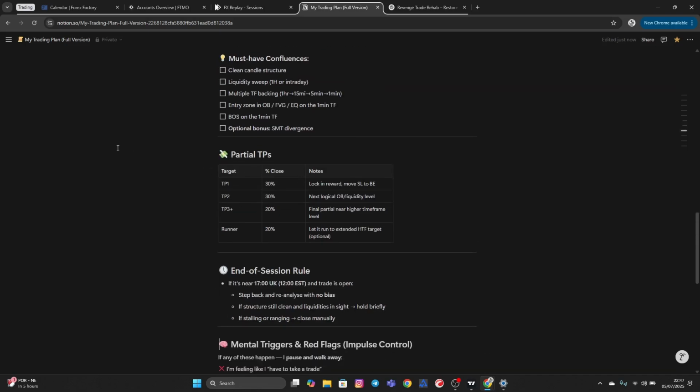For my TPs, I won't necessarily be targeting strictly 1 to 3s anymore. I will just be marking opposite draws on liquidity. So TP1, TP2, TP3, it could be TP4, 5, however many there are. On the first 2 TPs, I'm closing 30% of the trade. And on TP1, I'm moving, what am I saying, I'm moving stop loss to break even. And then from TP3 onwards, I'll just be removing 20%, 20%, 20%.